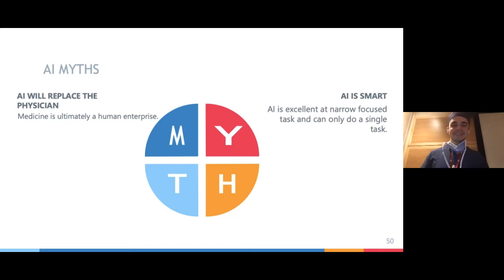The other myth is that AI is smart. So we have narrow AI at the moment. There's no such thing as smart AI. It's important to understand because AI is good at a single task that it was trained to do. It's not good at creating stuff.